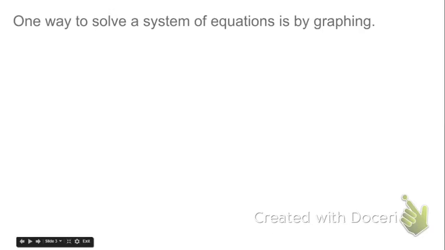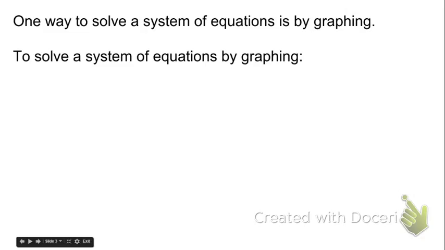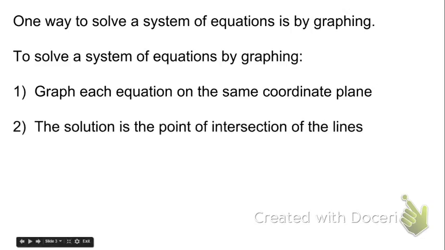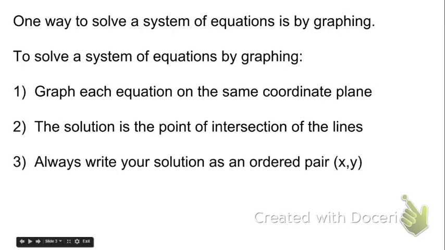One way to solve a system of equations is by graphing. To solve a system of equations by graphing, you graph each equation on the same coordinate plane, and your solution is the point of intersection of the lines. Always write your solutions as an ordered pair, x comma y.